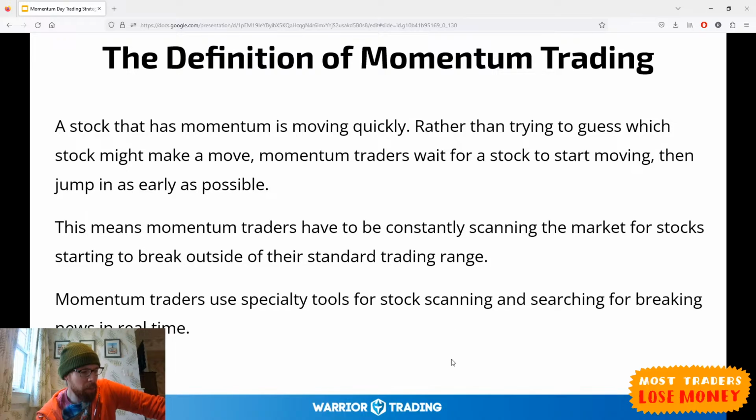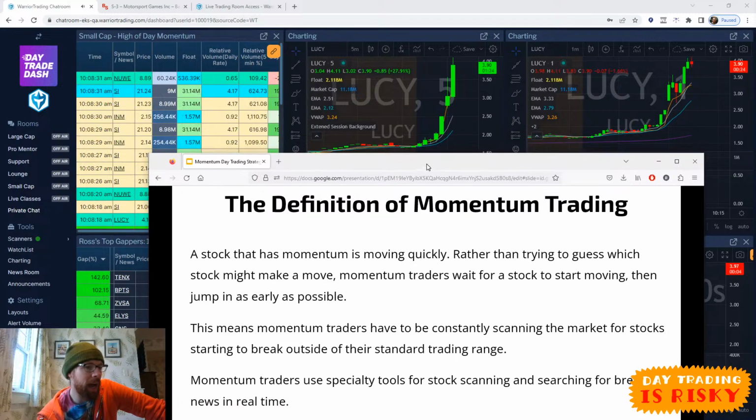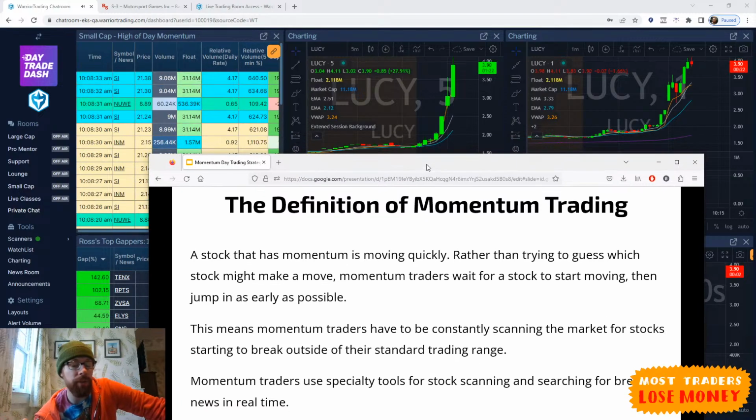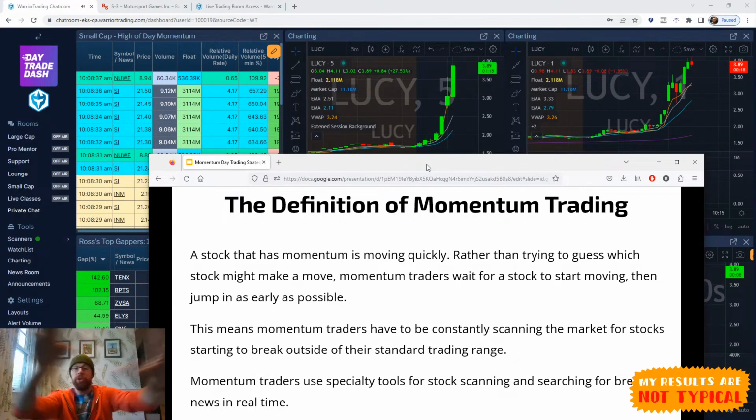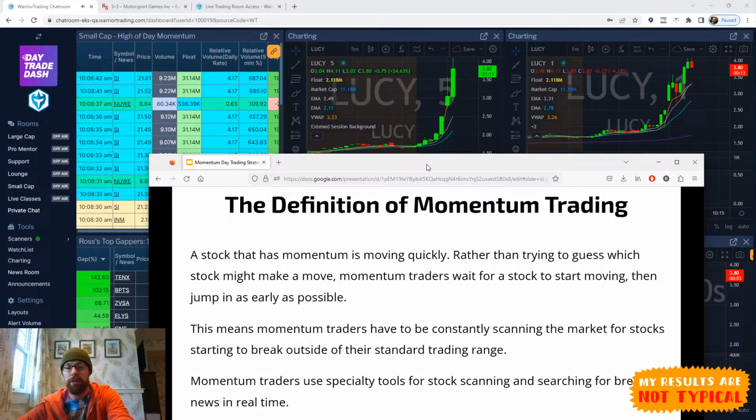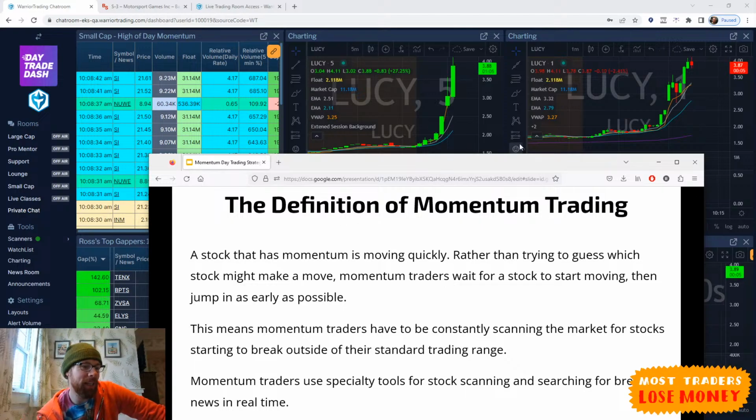So momentum traders use specialty tools for stock scanning and for searching for breaking news in real time. And the scanners that you see in the background, those are custom scans that I have a development team that works for me that built. And this for me is like radar. It is searching the market in real time for stocks moving higher. I have my audio alerts muted right now, but these put out audio alerts. So I'm hearing beep, beep, beep. If something's going on, I'm going to hear it and I'm going to know about it.